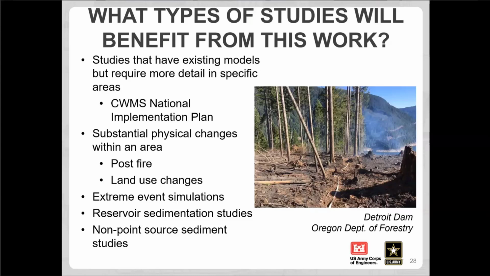areas where, say, substantial physical changes have occurred, either due to wildfires or land use changes. So I just have a picture here of Detroit Dam from the Holiday Farm Fire. Or, I don't know if that was the Holiday Farm Fire. I was working on a bunch of different fires in the Willamette River watershed. This is pretty drastic here. That has also happened for the Upper Snake.